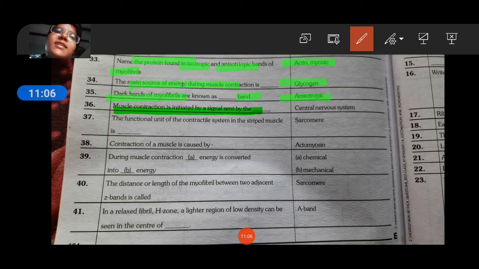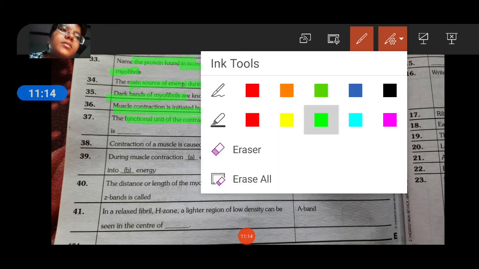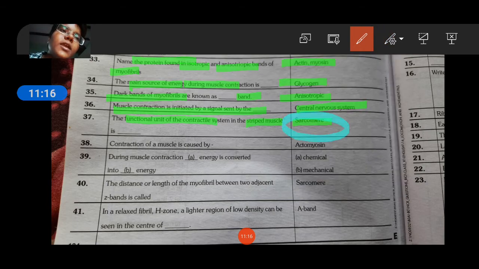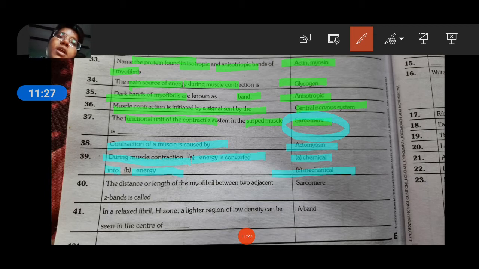Muscle contraction is initiated by a signal sent by the central nervous system. The functional unit of contraction seen in striped muscle is sarcomere. Contraction of muscle is caused by actomyosin. During muscle contraction, chemical energy is converted into mechanical energy. The distance or length of the myofibril between two adjacent Z lines is called sarcomere.